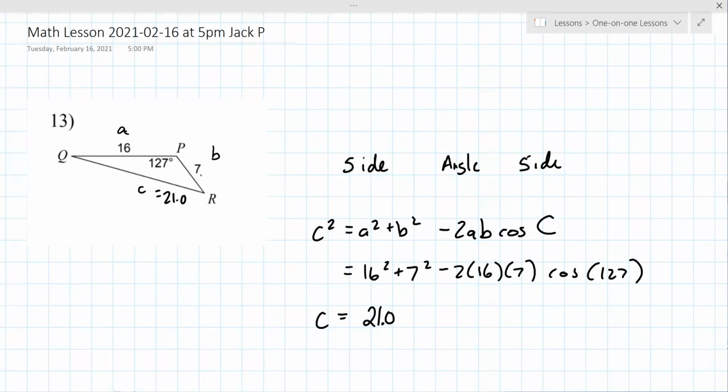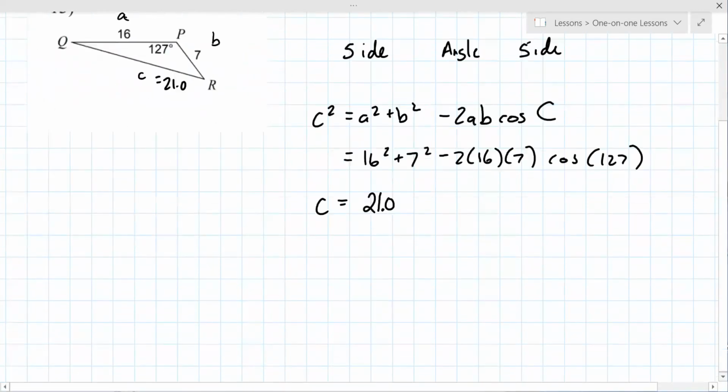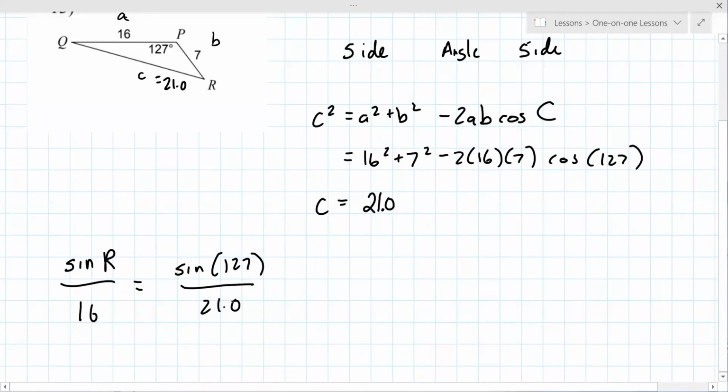Now you've got to find angle R or angle Q. And I mentioned this when we last did this, you only want to do law of cosines one time. So let's just say we're interested in finding R. Sine of R over the side across from it, 16, equals sine, and this time it's going to be P because I have the angle and the side across from it, 127 over 21.0.